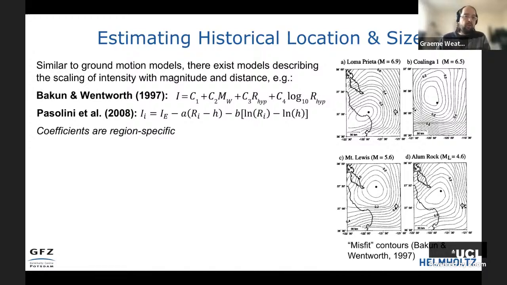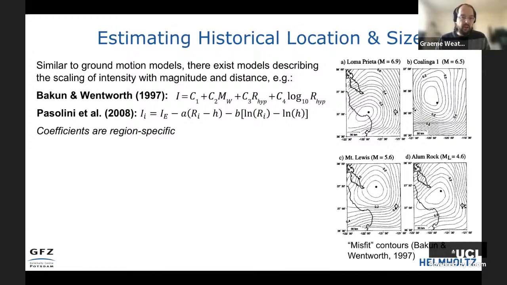And similar to ground motion models, there do exist in the literature models describing how intensity scales with magnitude and with distance. Sometimes these are parameterized in terms of the actual magnitude scale, so the MW, or moment magnitude of the earthquake, and the hypocentral distance.